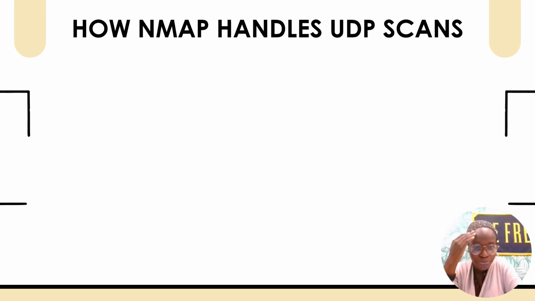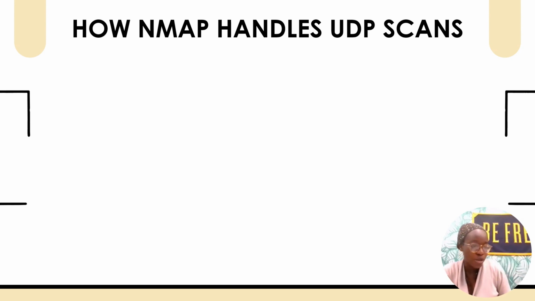Now, UDP is what we call a stateless protocol. What that means is that services may not always respond, like we talked about. They may not always respond unless they receive the exact right type of request. So to solve this, Nmap had to get pretty intelligent, and it sends service-specific probes to known ports.